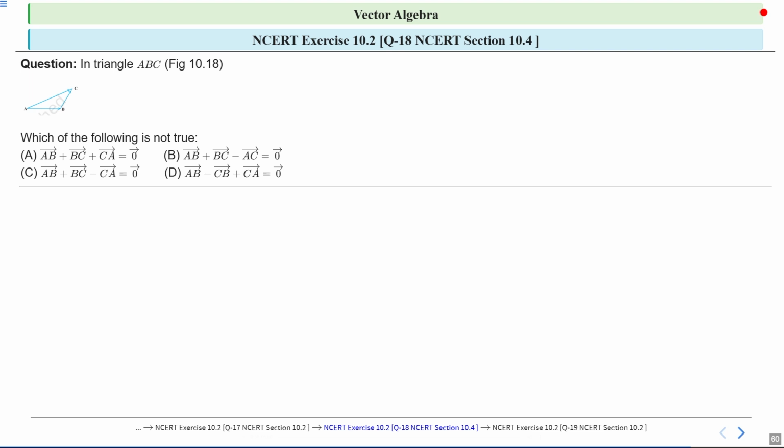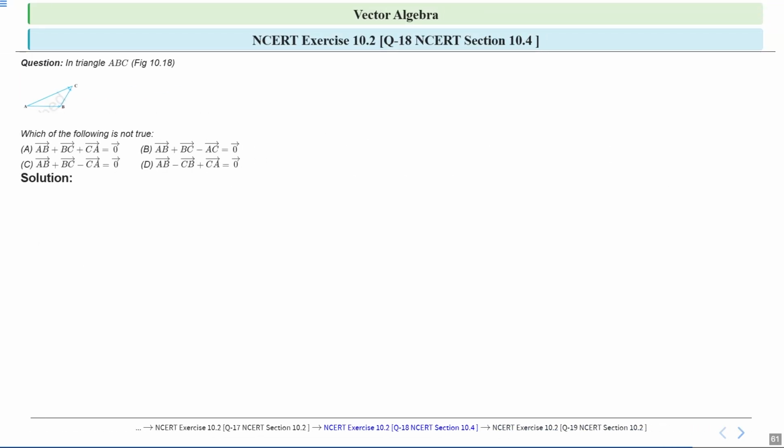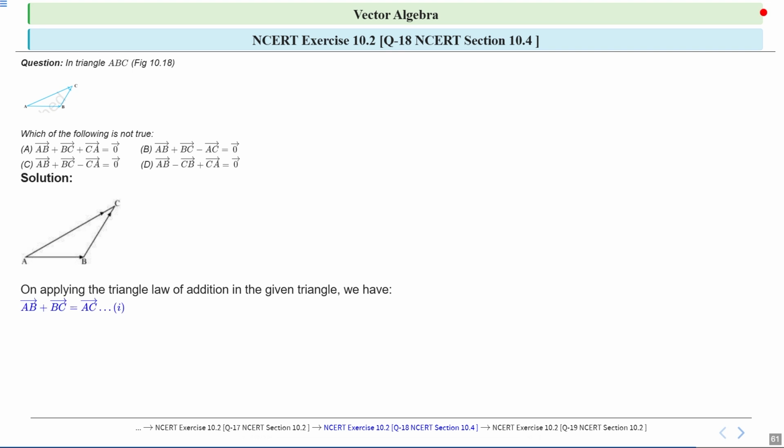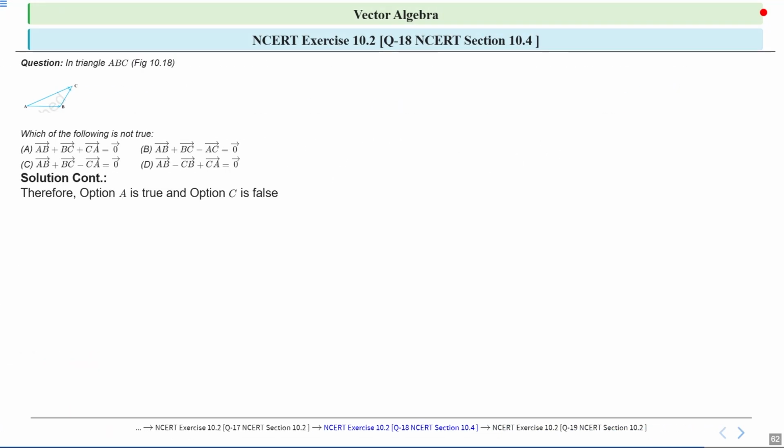Right. So let us see how we can solve this. We are given a figure. On applying the triangle law of addition in the given triangle, we have AB vector plus BC vector equal to AC vector, equation 1. So AB vector plus BC vector will be equal to minus CA vector, and AB vector plus BC vector plus CA vector will be equal to 0 vector, equation 2, right? Therefore, option A is true and option C is false. Since AB vector plus BC vector is equal to AC vector, AB vector plus BC vector minus AC vector will be equal to 0, therefore option B is true, right?